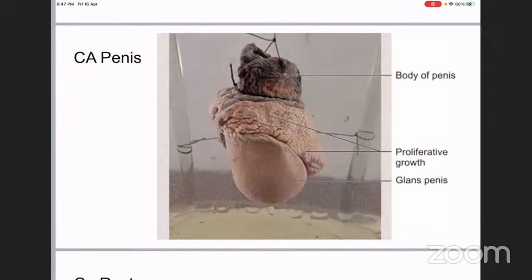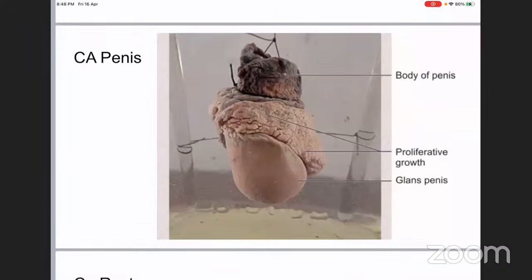But what is another pre-malignant condition involving the glands of the penis? Erythroplasia of Queyrat. Okay, very good. Well, then what is Bowen's disease? It is a pre-malignant condition involving the shaft. Okay. You should go through all the pre-malignant conditions of the penis.